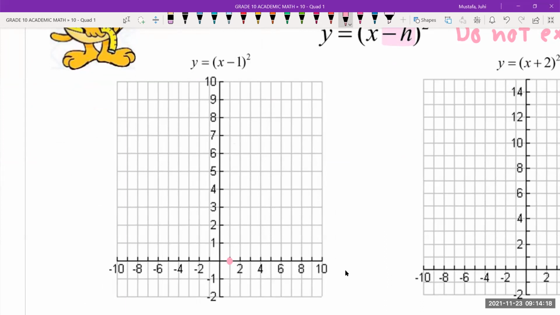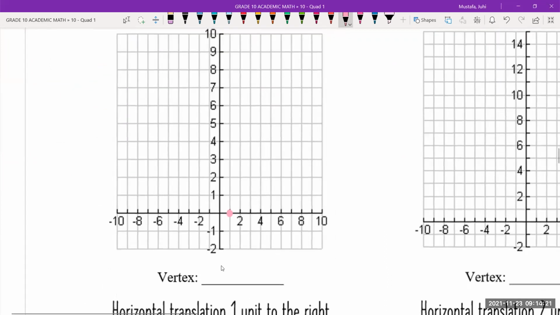Be careful. There you go. Yeah, you were close. So it's going to be 1, 0. Exactly.